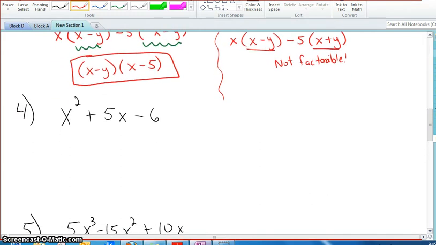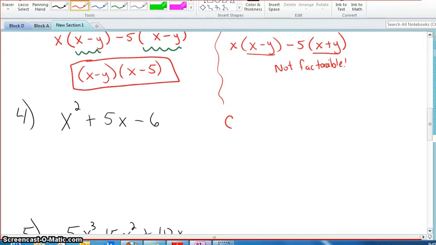Okay, moving on to number 4. Is there a greatest common factor? No. And I have 3 terms. So 3 terms leads me to the AC method. So I multiply 1 times negative 6, and I get negative 6. And now I'm looking for what are the things that multiply to negative 6 and add up to positive 5. Now I bet you're thinking it's 2 and 3. However, that does not multiply to give you a negative 6.